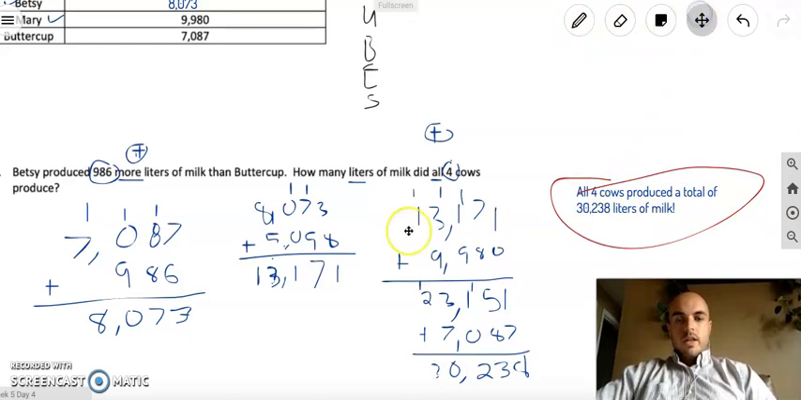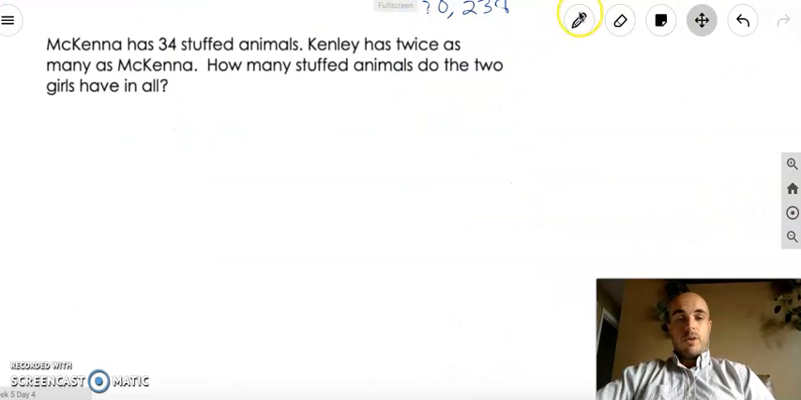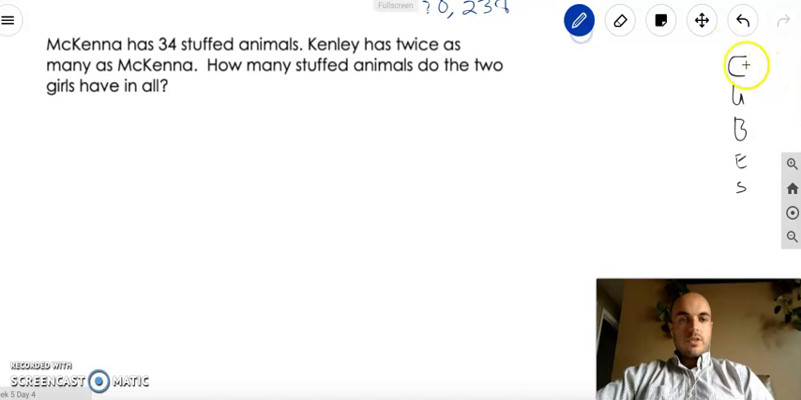Boom. Now, as always, if you have followed me this far, we're going to go over an example from our assessment. So let's CUBES this, and do it way over here so we have some room to work. All right. McKenna has 34 stuffed animals. Kenley has twice as many as McKenna. How many stuffed animals do the 2 girls have in all? All right, let's circle our important numbers. 34. Twice is, of course, just like 2. And then the 2 girls.